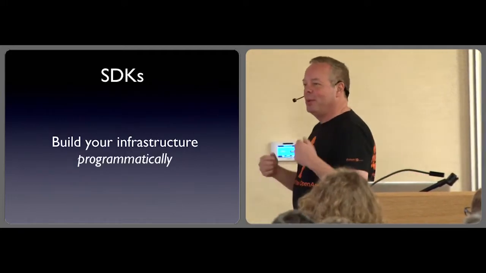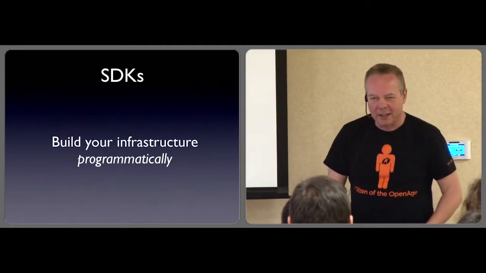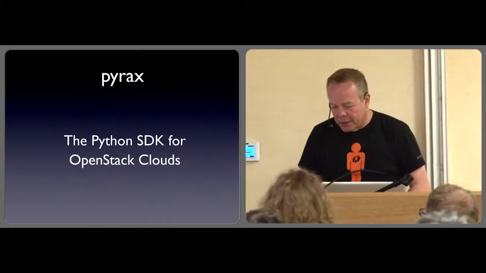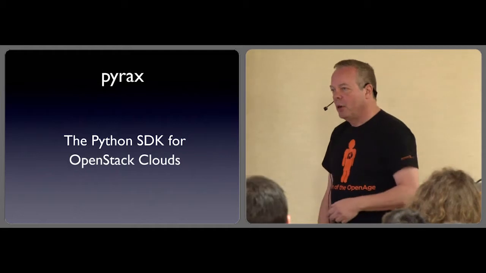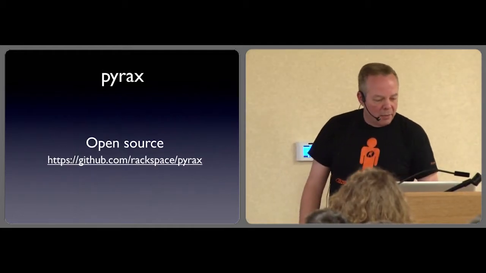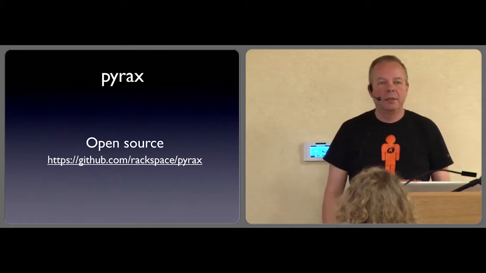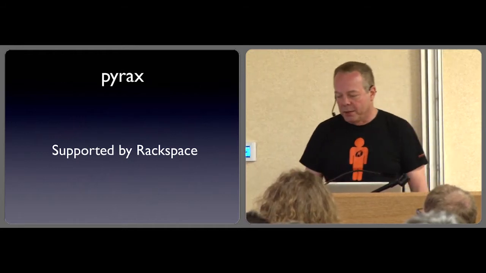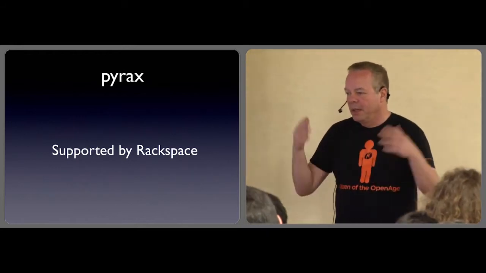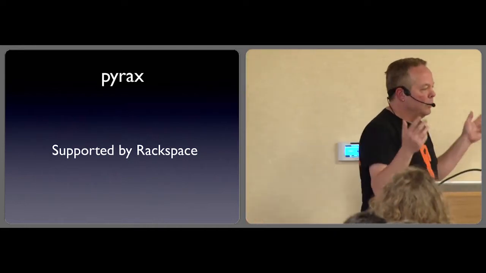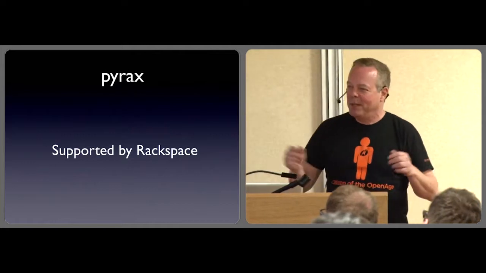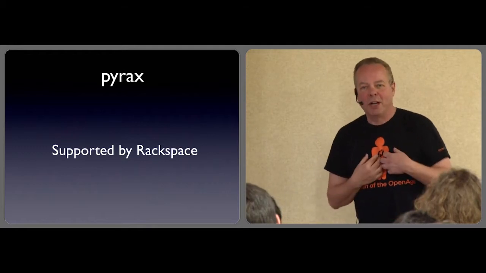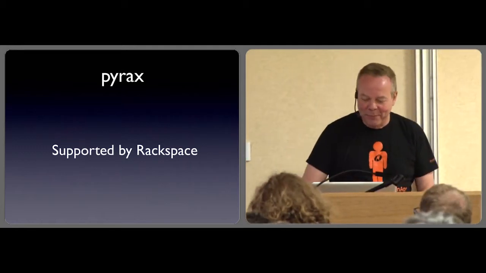Okay, so wouldn't it be great if you could just do it programmatically? We're developers. We like doing things programmatically, and that's what SDKs, especially cloud SDKs, help you do. Currently, I maintain Pyrax, which is the SDK for OpenStack clouds. It's open source. You can go to the Rackspace org on GitHub and download it and contribute if you'd like. The other thing is it's supported by Rackspace. So if in the future, let's say I win the lottery or meet a beautiful woman who is rich and wants to take care of me, and I decide I don't want to work on Pyrax anymore, it'll still be supported. It's not my pet project, let's put it that way. It's not going to be abandonware.